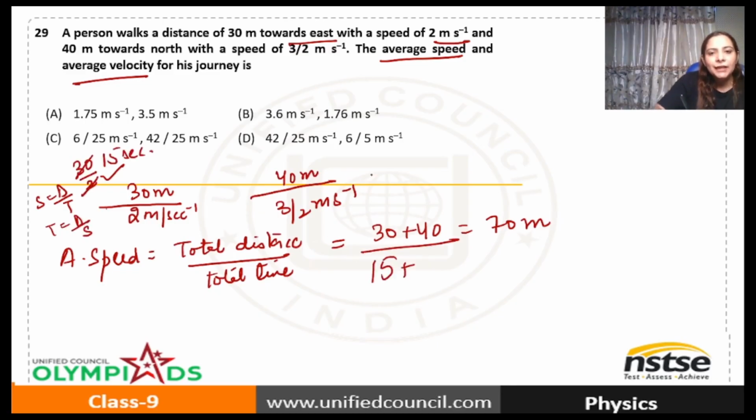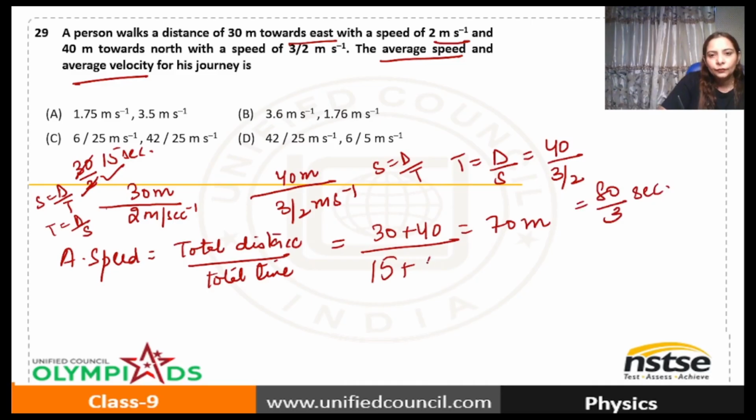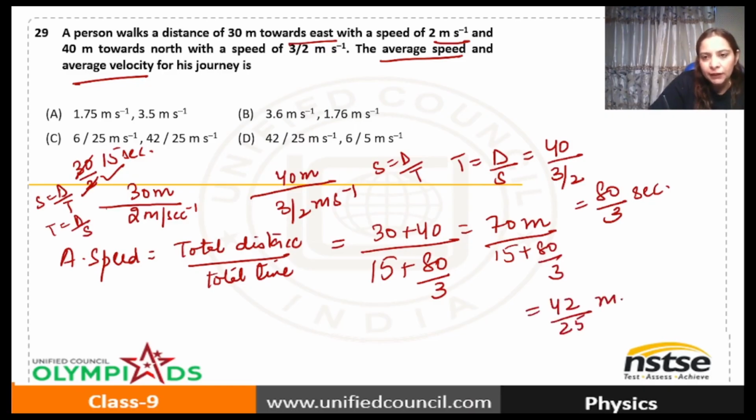Okay. And for this, again speed is equal to distance by time, or we can write time is equal to distance by speed. Distance is 40 and speed is 3 by 2. So it comes out to be 80 by 3 seconds. So this is total time. So if we wish to find average speed, we can use this expression, and if you solve for it, you will get the answer as 42 by 25, 42 by 25 meter per second. This is the average speed.